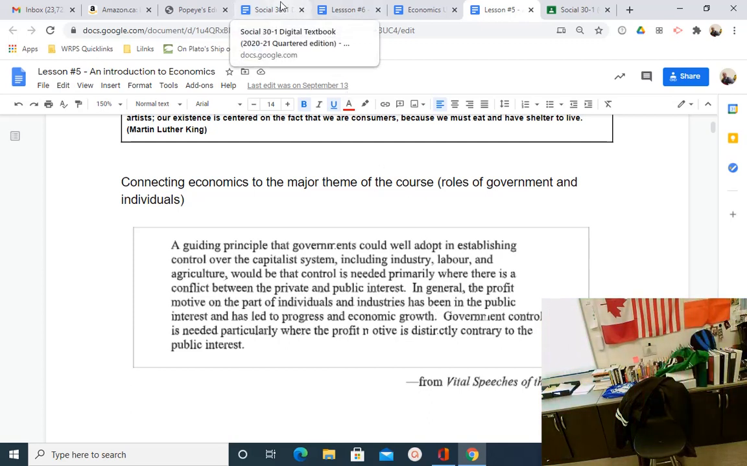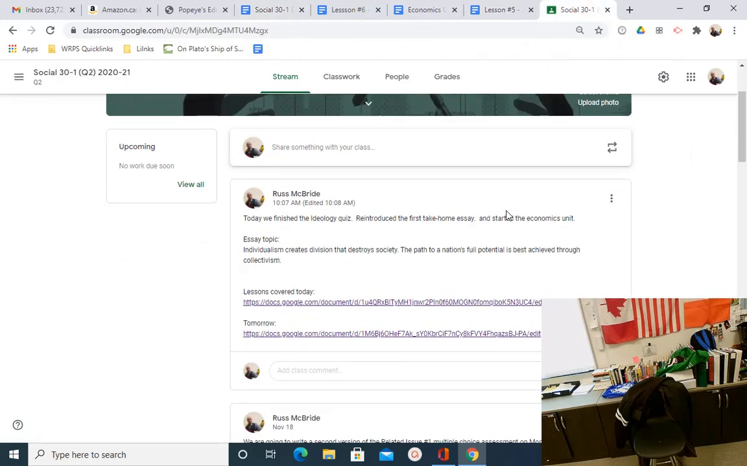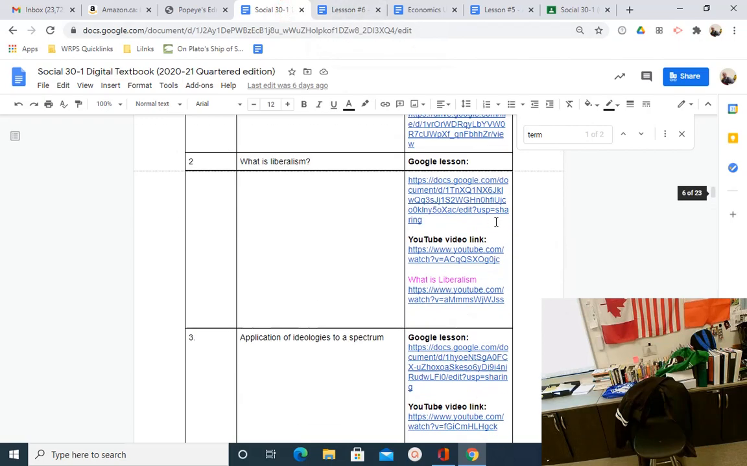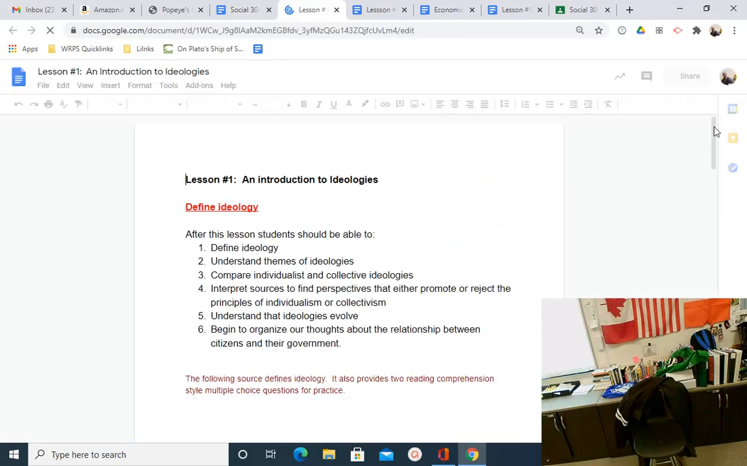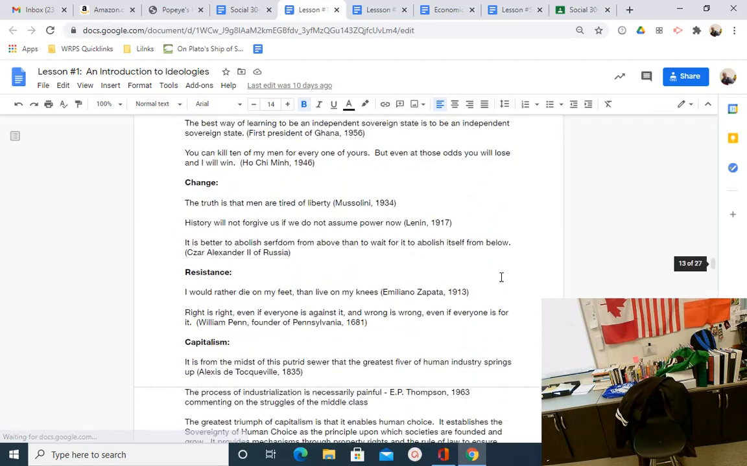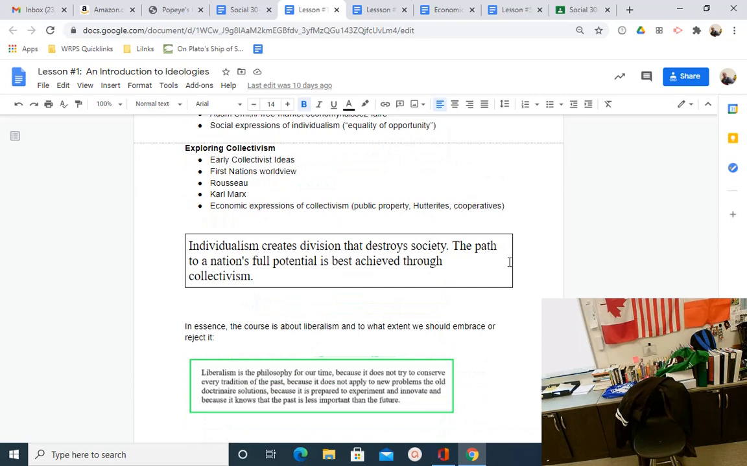Maybe I closed that essay topic already, but it does fit in with the essay from lesson 1 that we are assigned. So that essay prompt is: individualism creates division that destroys society. This argument that we're seeing here is saying, no, it doesn't destroy society, it builds society.